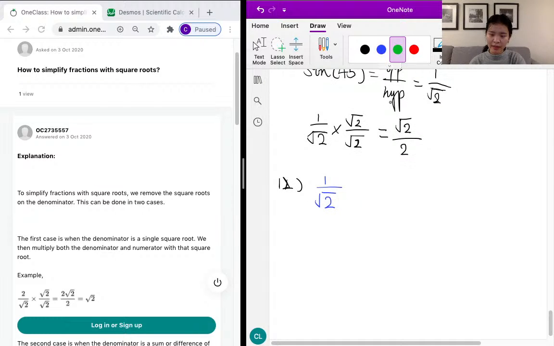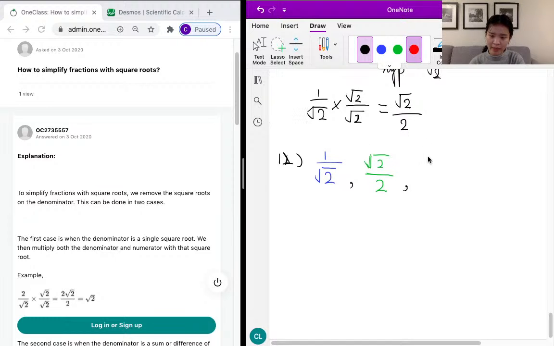The second type is the type where the square root is on the top of the fraction. And the third type is the type where the square root is both on the bottom and the top of the fraction. So we have something like so.